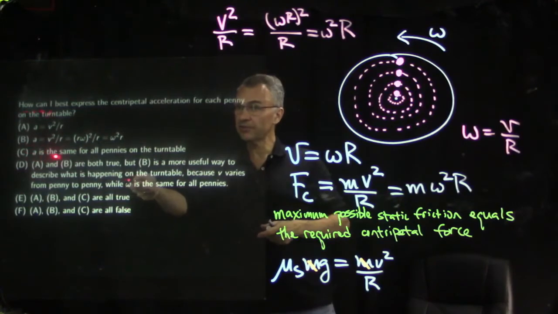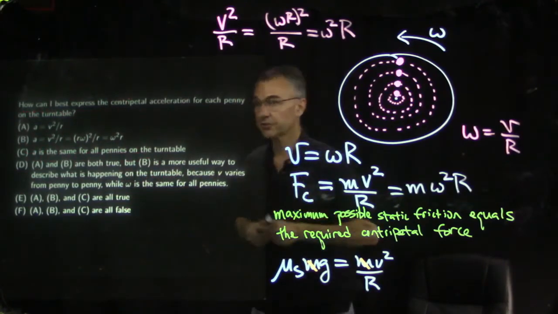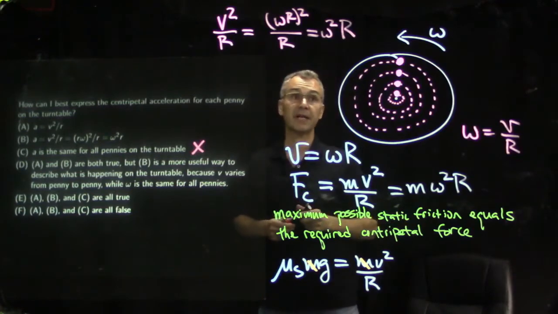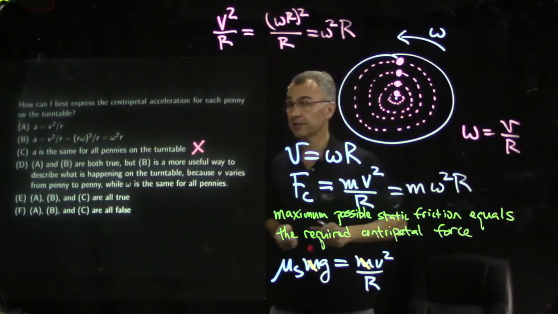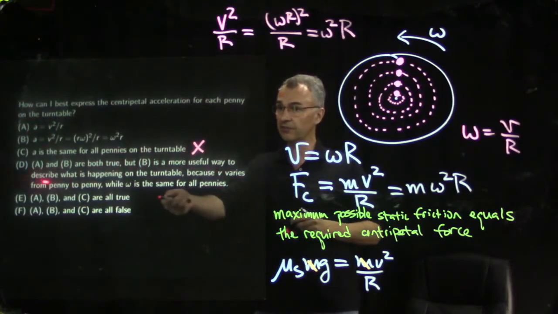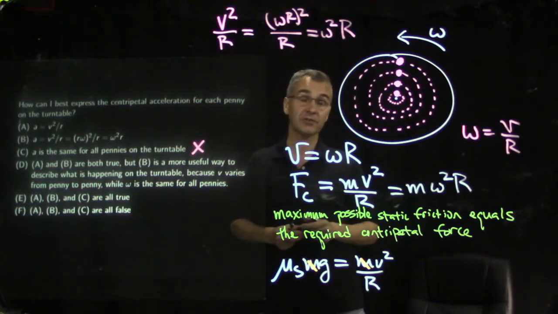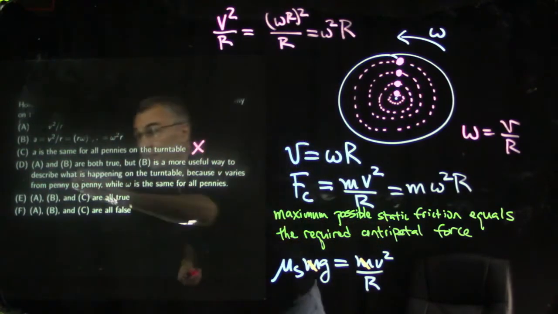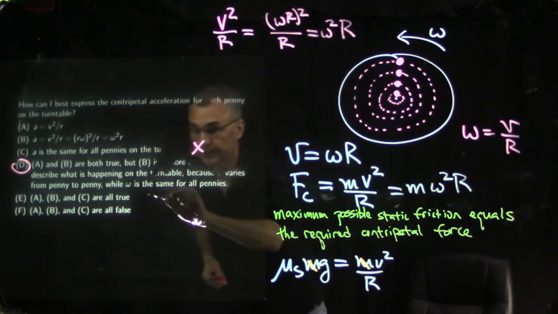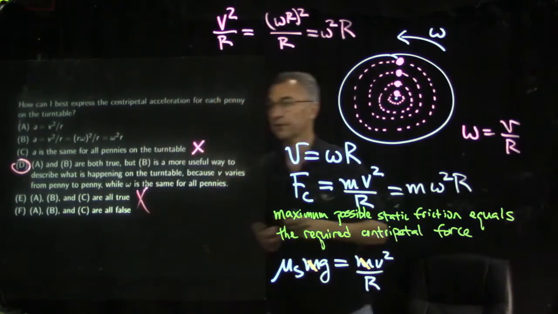Acceleration is the same for all of the pennies on the turntable? Well, that is false, because they're at different radii, but they have the same omega. Okay, A and B are both true, but B is more useful in this case because the speed varies from penny to penny, while the angular velocity omega is the same for all pennies. So I don't like any of those. All right, I think I like D, delta.